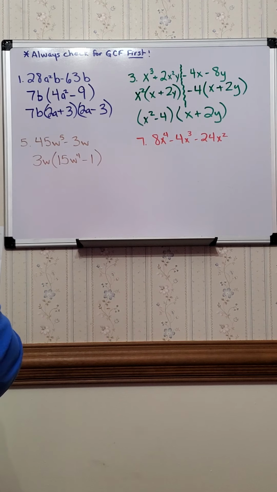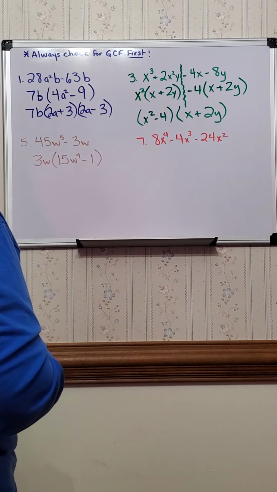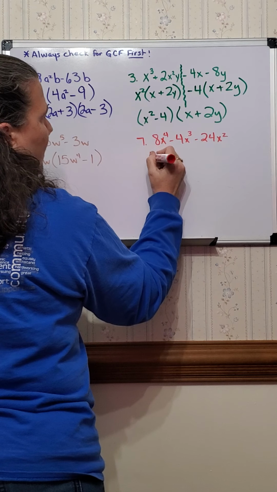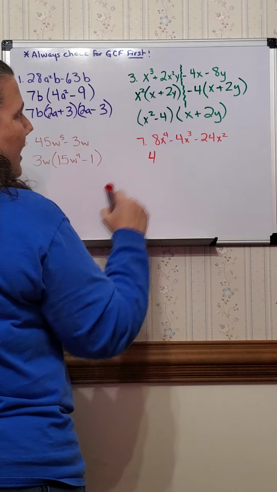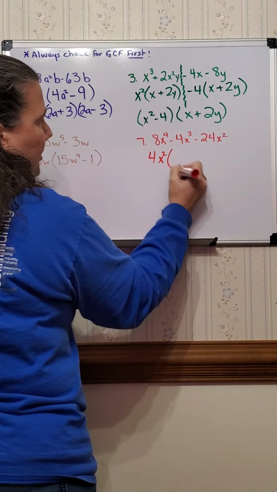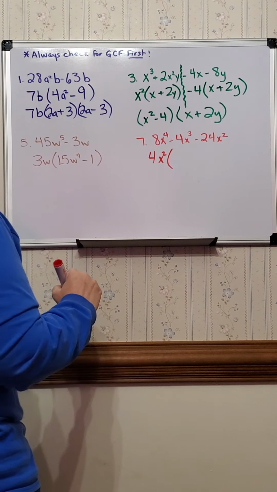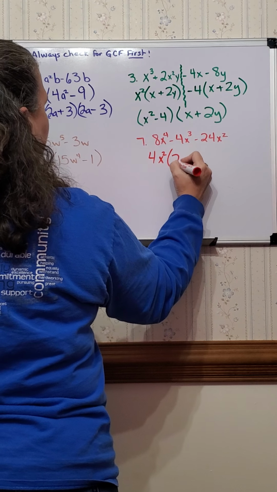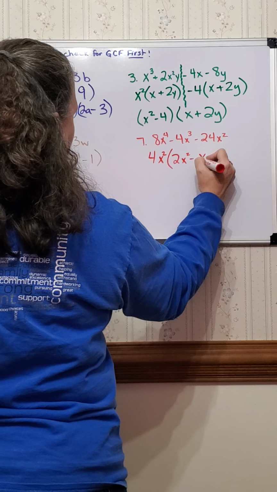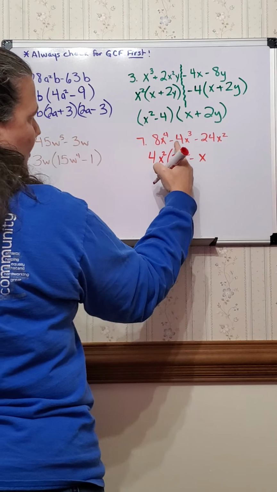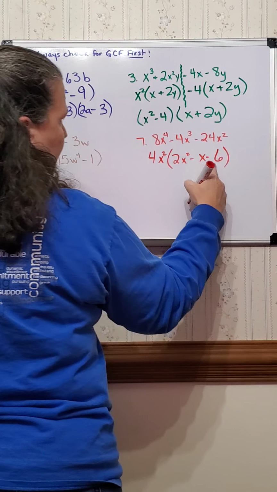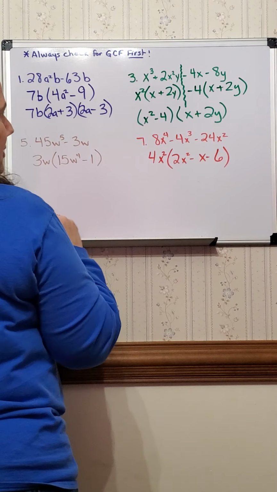Let's look at number 7. What can I pull out of number 7? Well, when I look at the numbers, I can pull out a 4. And when I look at my x's, x squared is the smallest one I have, so I'm going to pull out those 2 x's. So now that is going to leave me 2x squared minus x, because the 4's cancel, I got 1x left, minus 6. And it's just a 6 because that x squared has already come out.